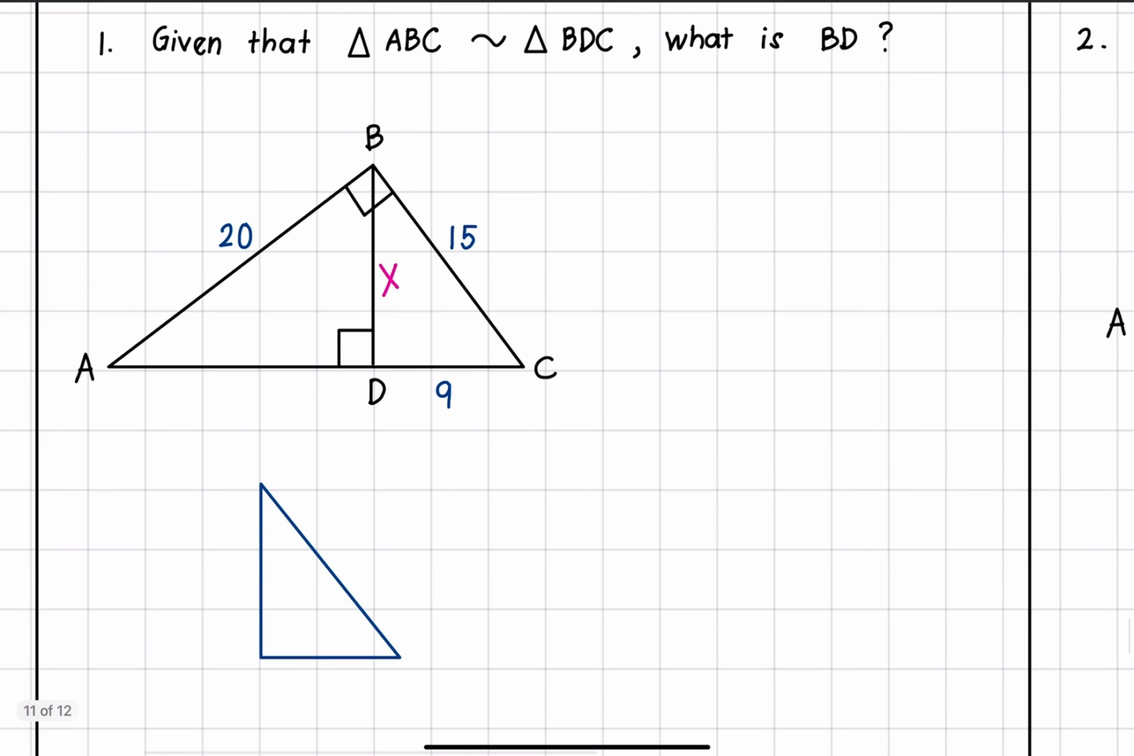Okay? So we have BDC, wherein BC is 15, DC is 9, and BD is X. Another triangle that we can use is the biggest triangle.